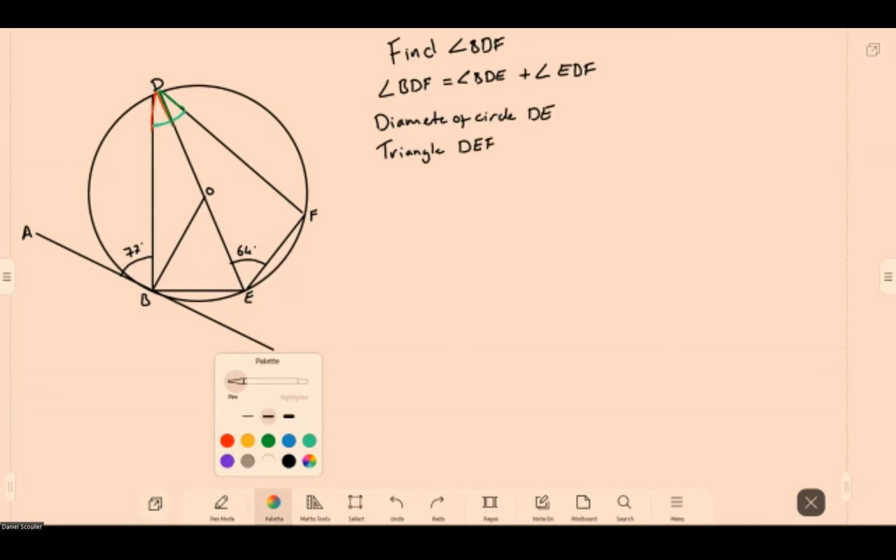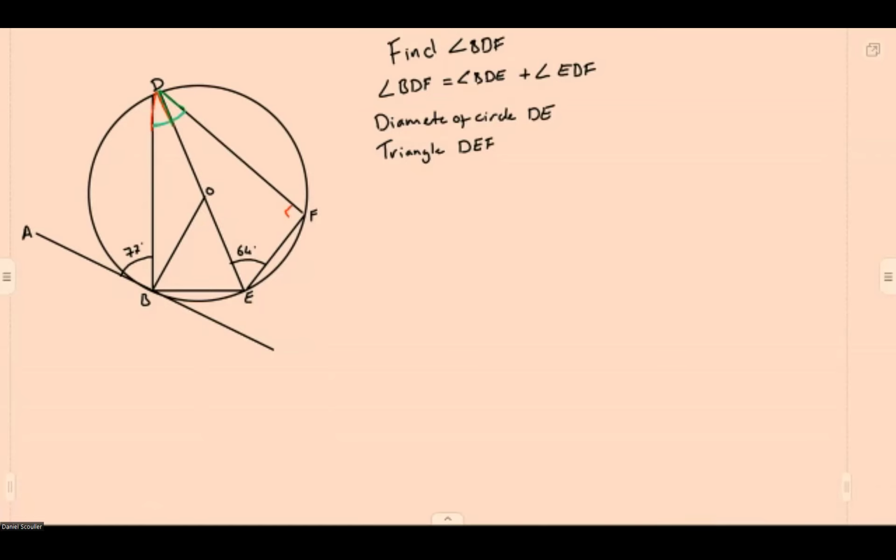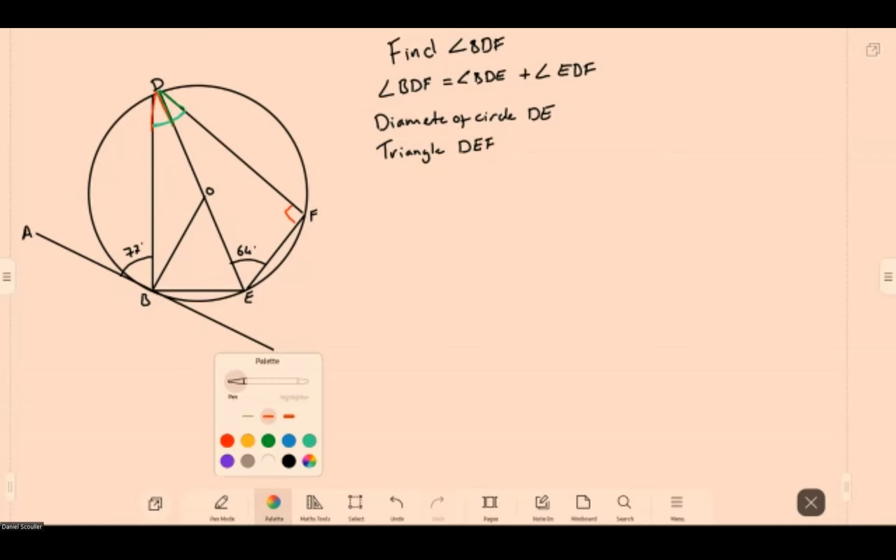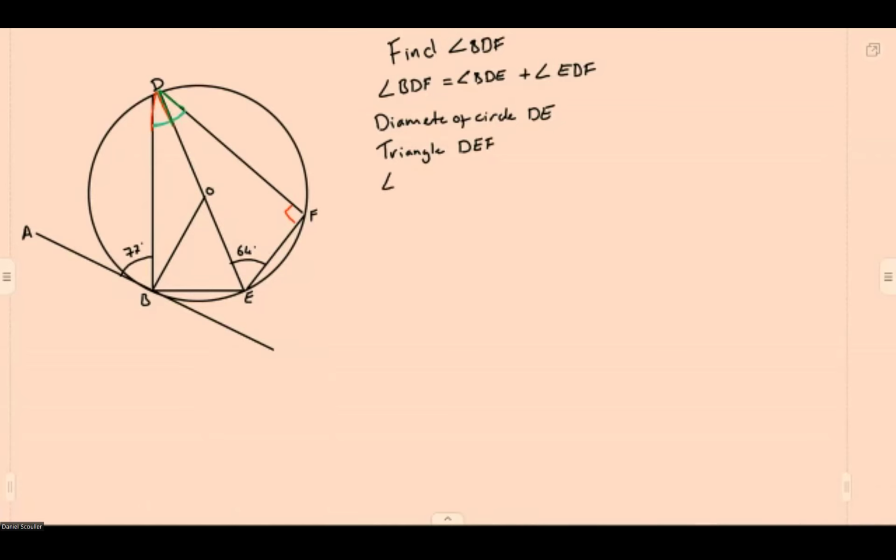what that does is give me a 90-degree angle. Remember, I've got a diameter and it's touching either side. If I'm bringing two lines together to meet at a single point, in this case meeting at F, that's going to create a 90-degree angle. So I've got angle DEF, 64 degrees, that's given in the question, and I know DFE.